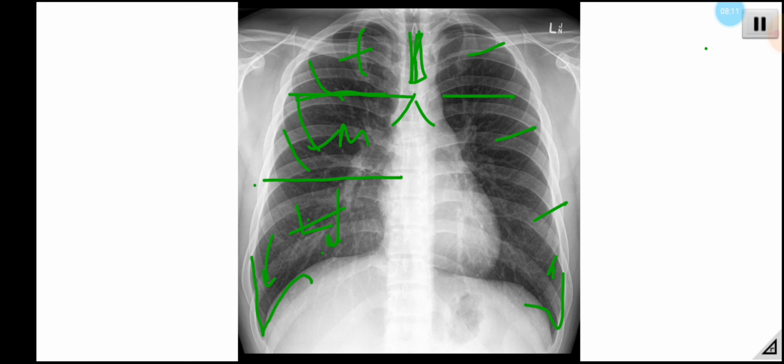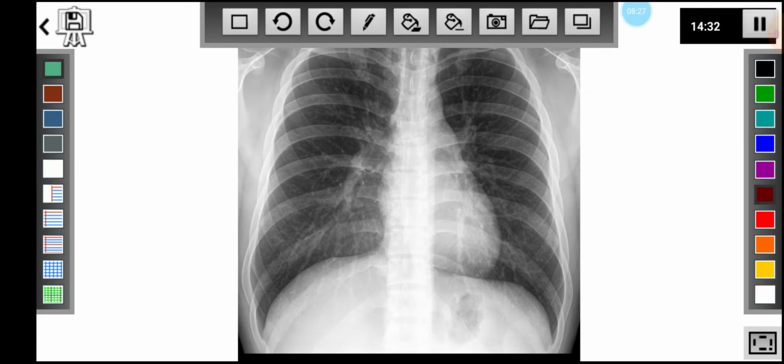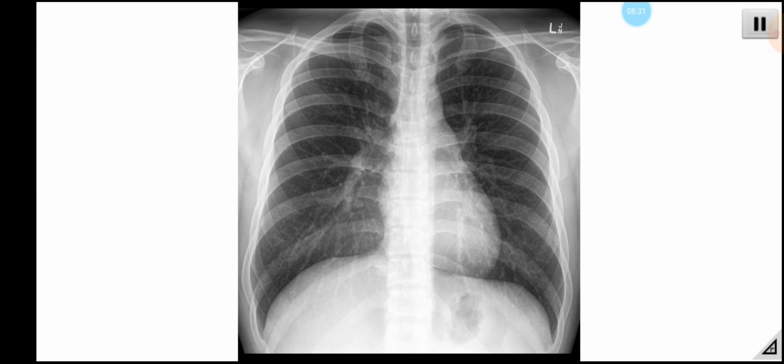And here you can see the costophrenic angles. So that makes it easy for us, that we can compare the upper zone with the upper zone, and we are focusing more on a smaller zone. As compared to that, if you see the whole lung fields, you tend to miss things. So that's why you need to divide into zones.